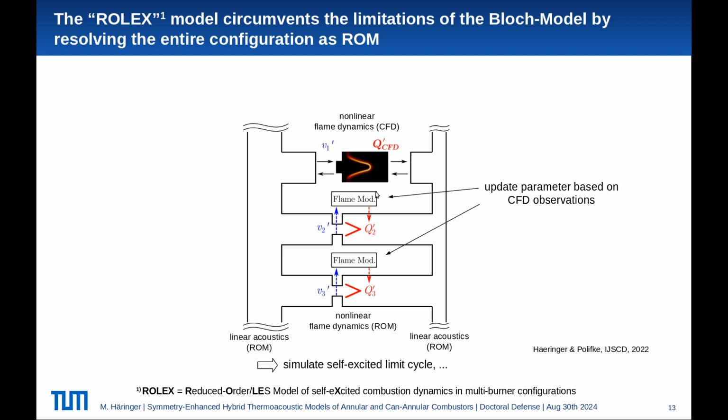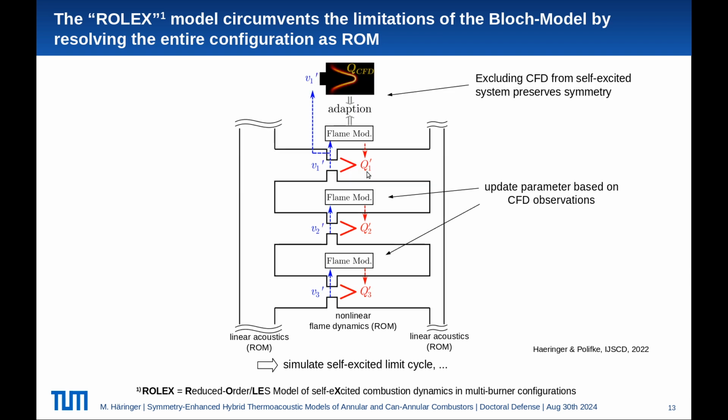There is one detail in this form. As you see in the system here, the symmetry of the system is broken because we have a CFD in this sector and the other sectors are modeled by flame models, and even if we update the parameters to match the CFD, it will never exactly resemble the CFD. Therefore, we do a trick. We just switch the CFD position and we include another flame model, and the CFD is now only solved in parallel outside of the self-excited system. It's only there to adapt the parameters of the flame model. In that way, the symmetry of the system is preserved.